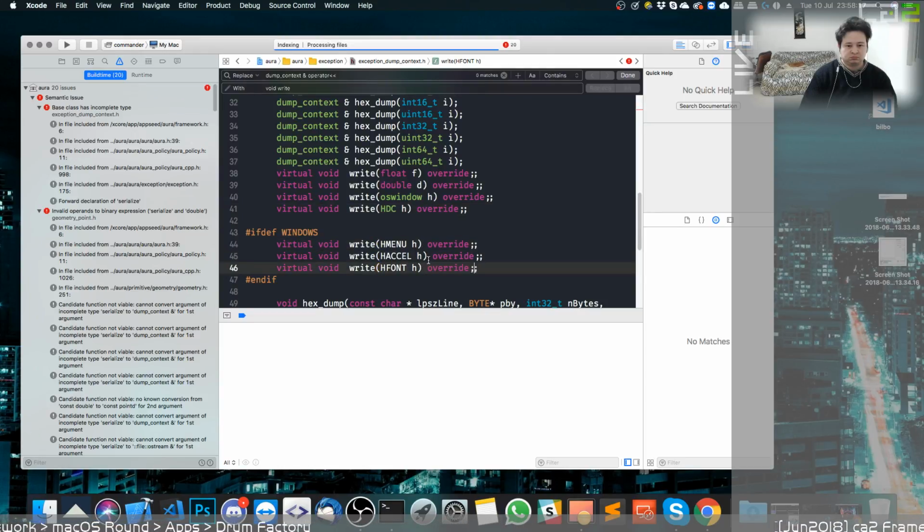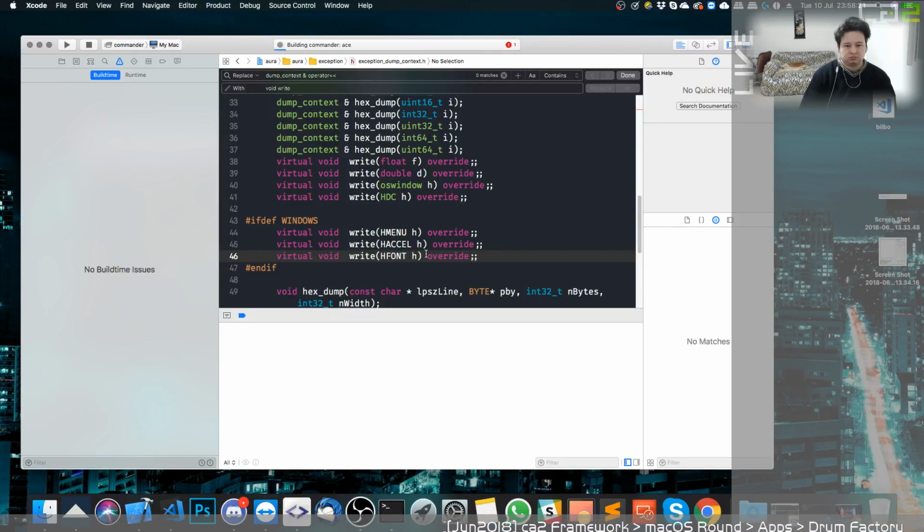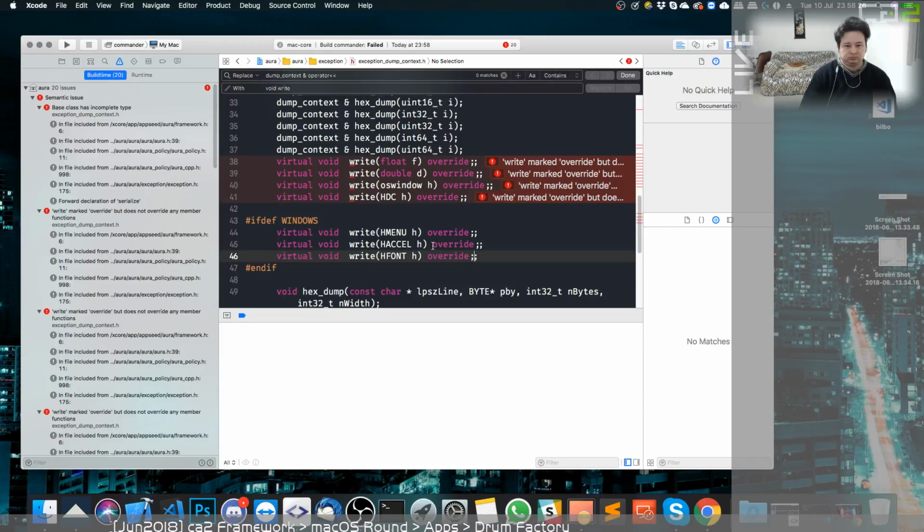Config. I mean, const conf equals... Bastion.conf. And then we can go down here.